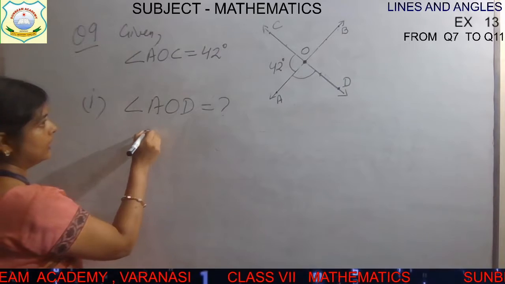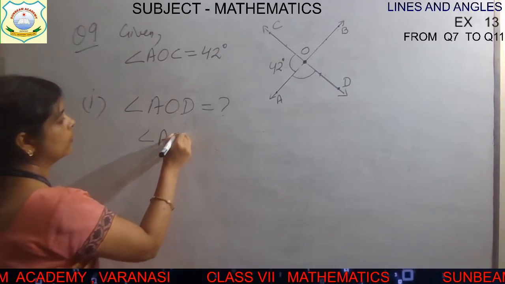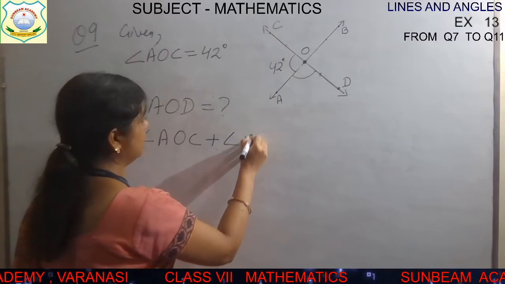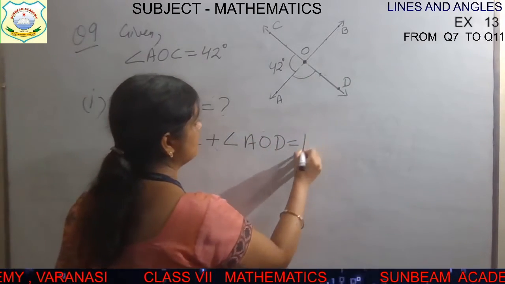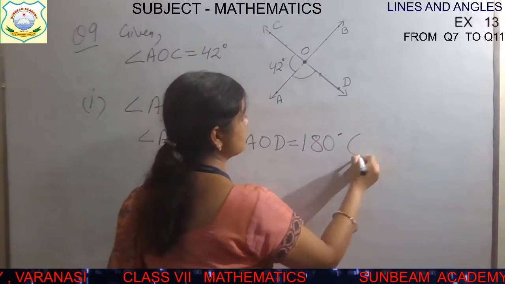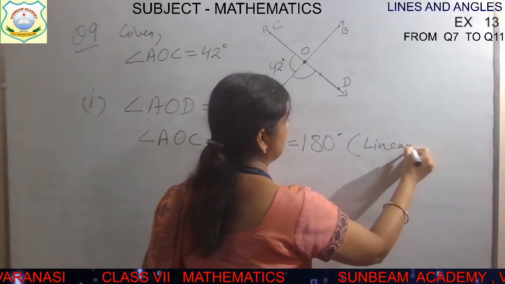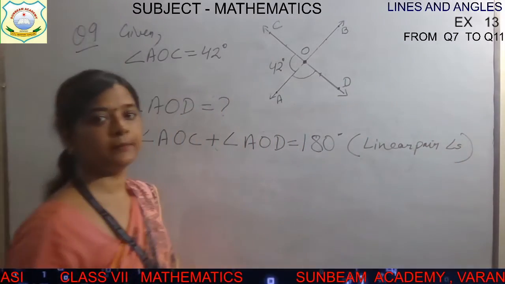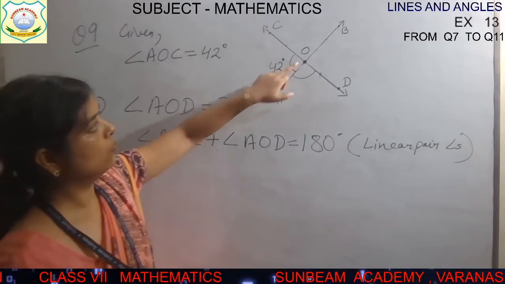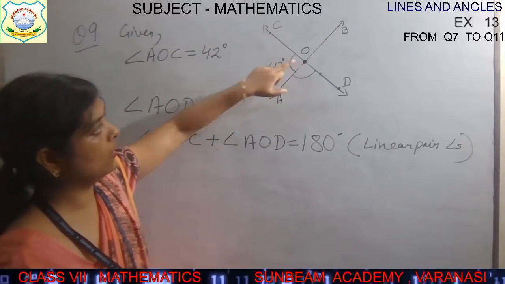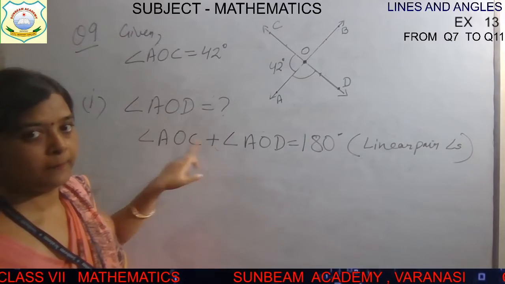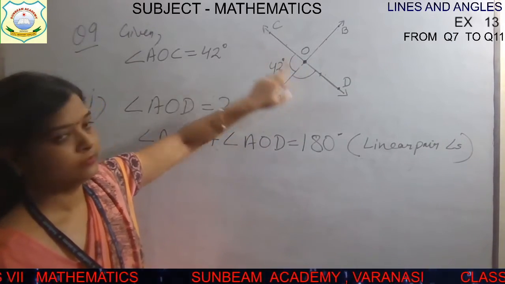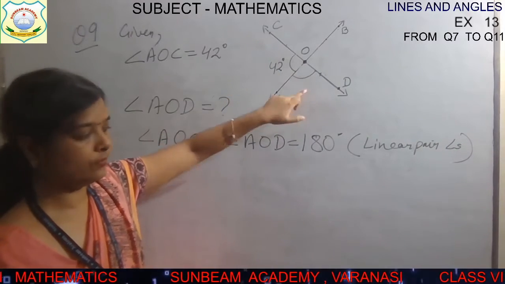Now angle AOC plus angle AOD is equal to 180 degree because of linear pair angles. These are linear pair angles. AOC, this one, plus AOD. AOD means these two. The sum of these two will be equal to 180.